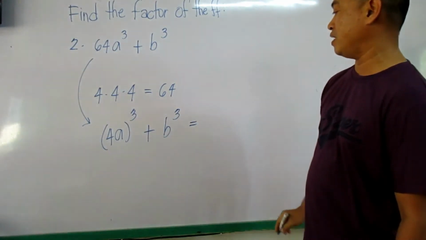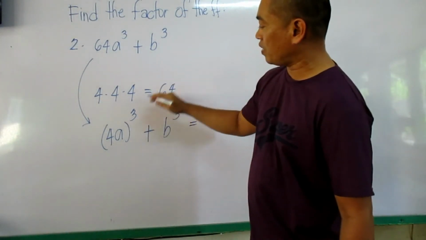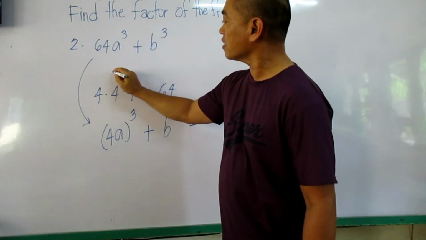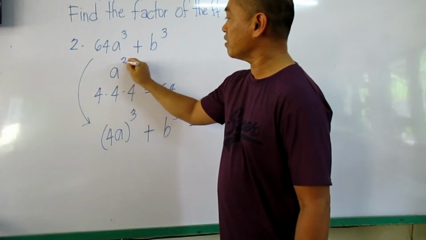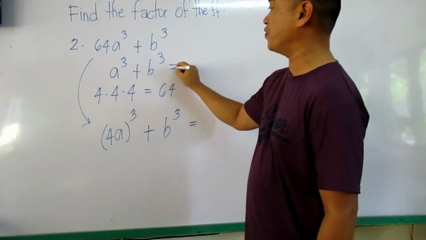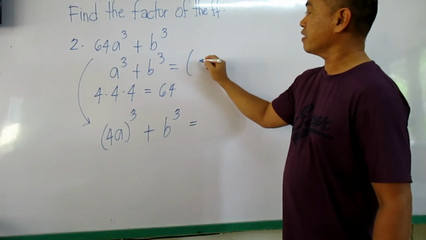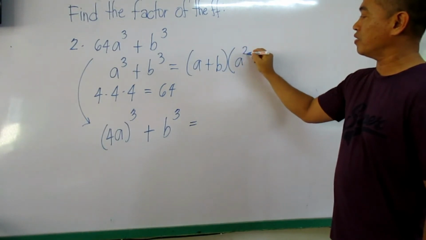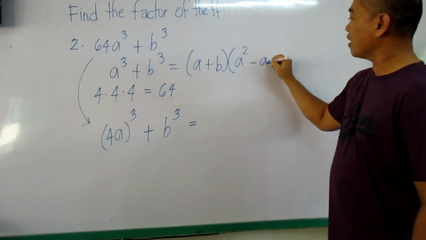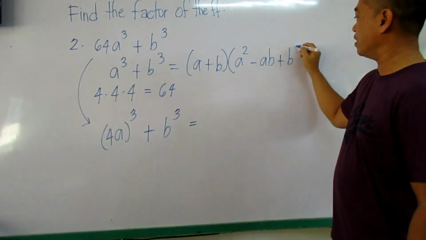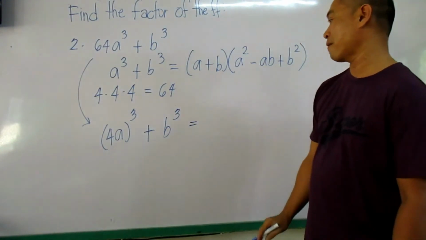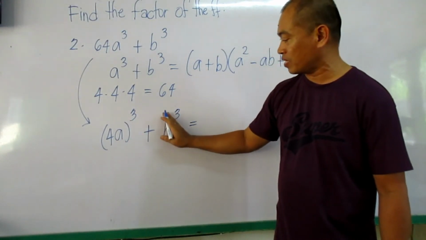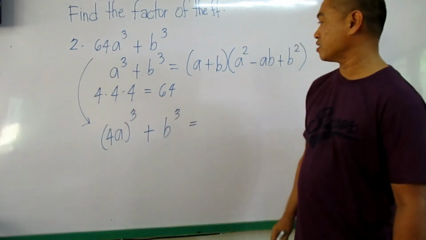So the formula for the sum, that is a cubed plus b cubed. What is the formula? That is a plus b multiplied by a squared, then minus a times b, then plus b squared. This is the formula for that. So, by copying the formula, this is your value of a, then this is your value of b. This regarding the exponent of 3.